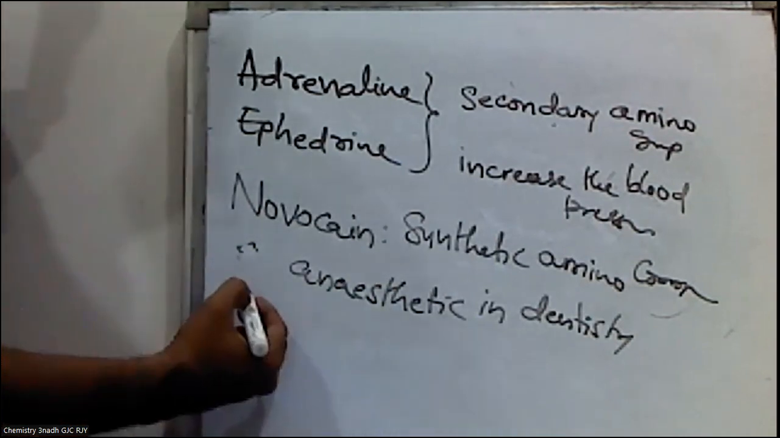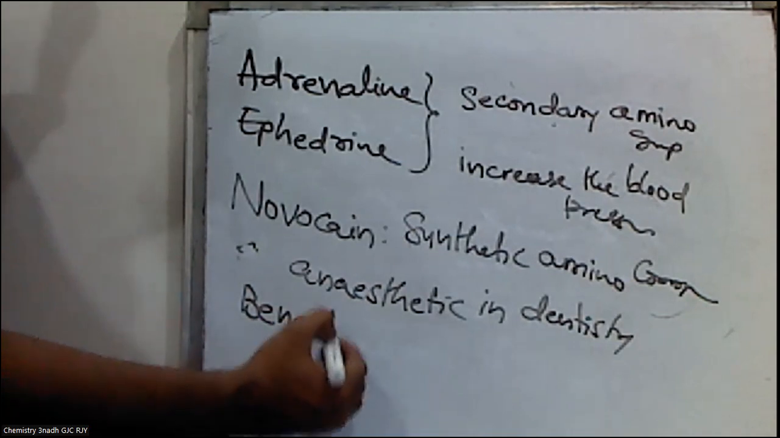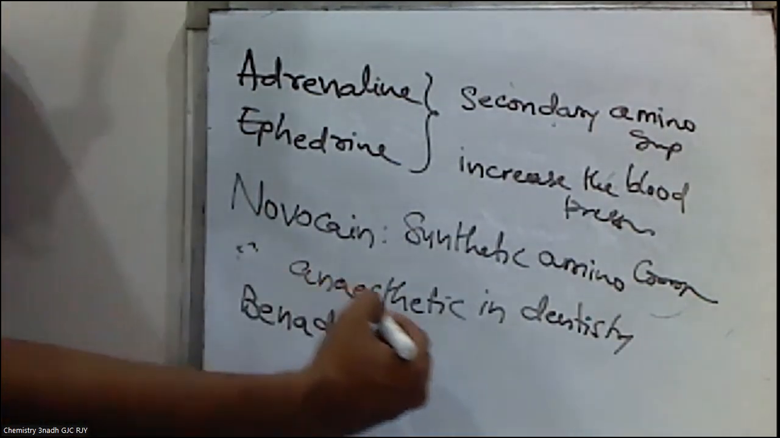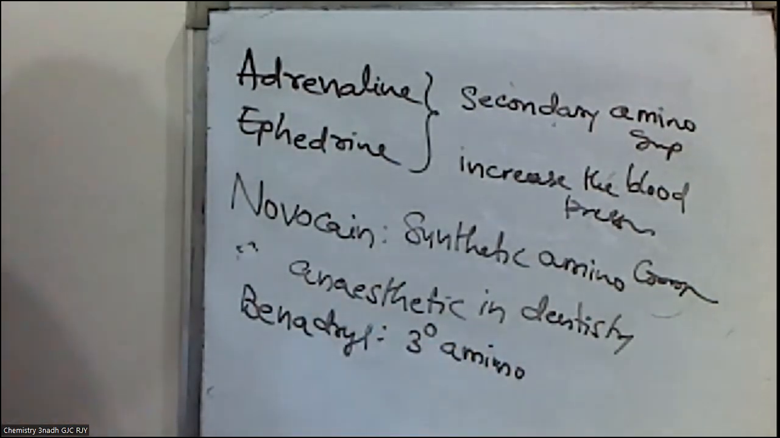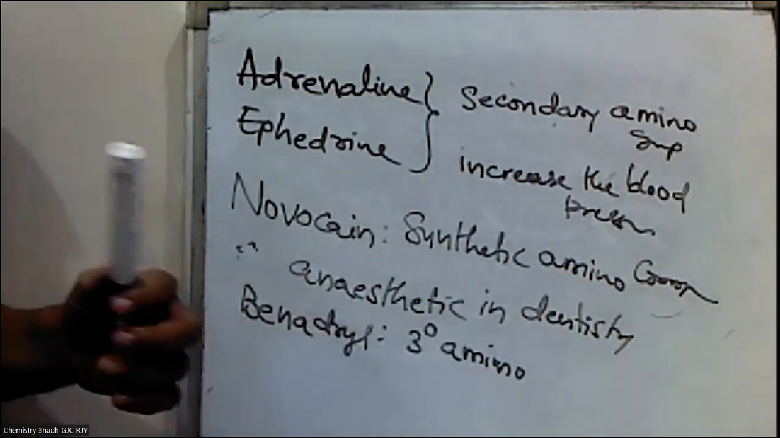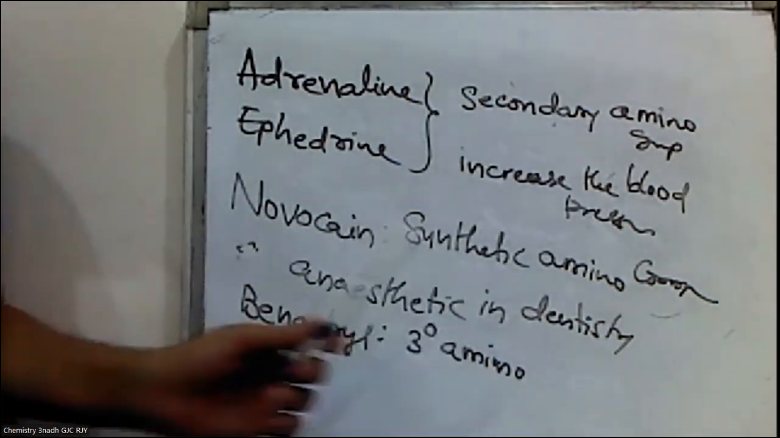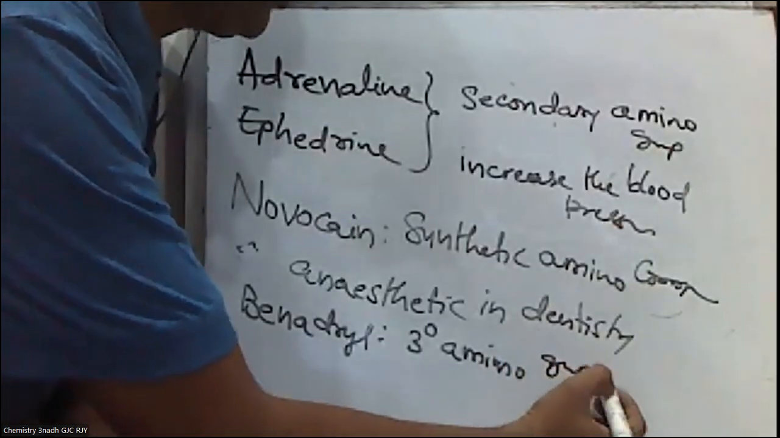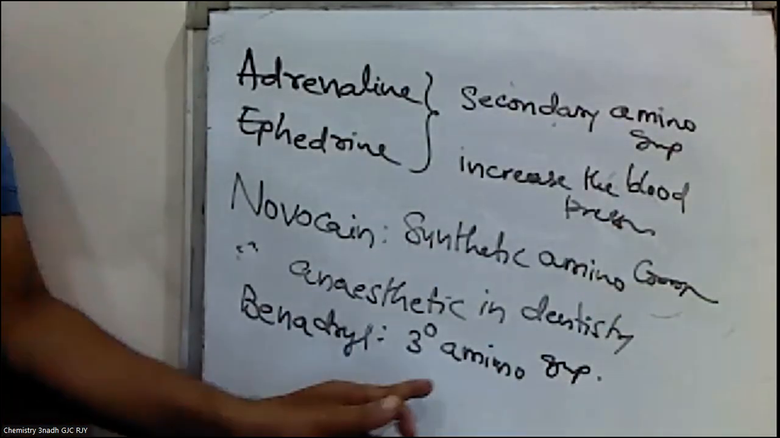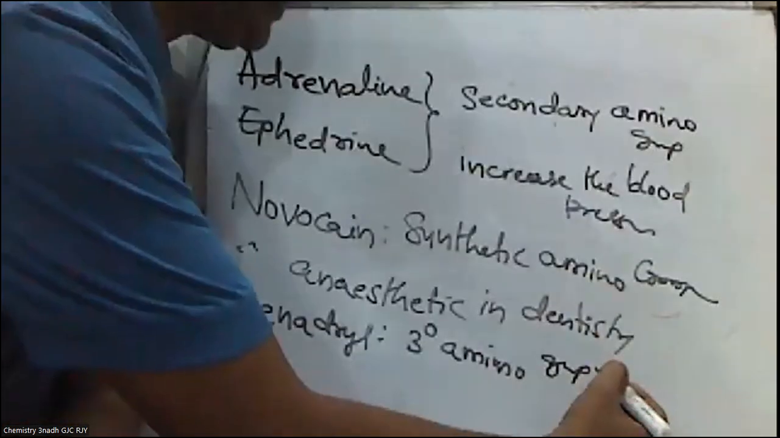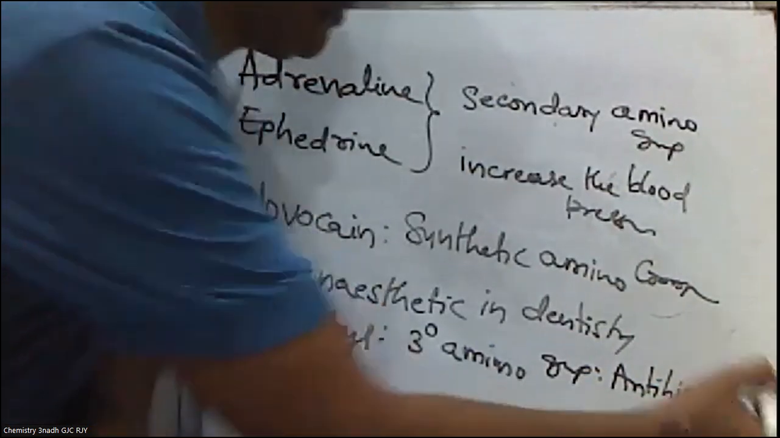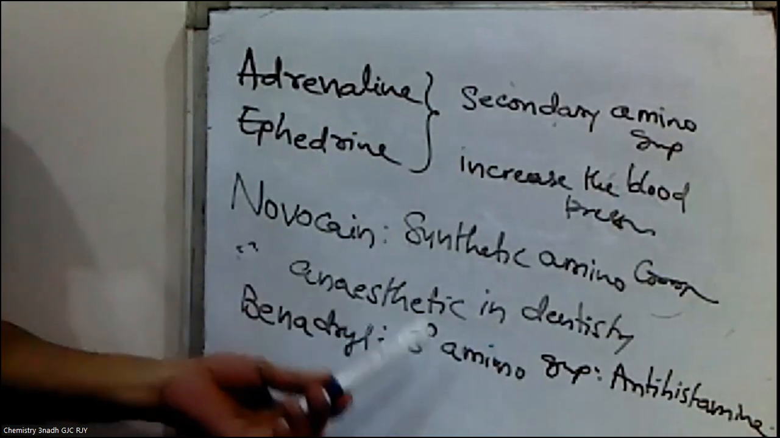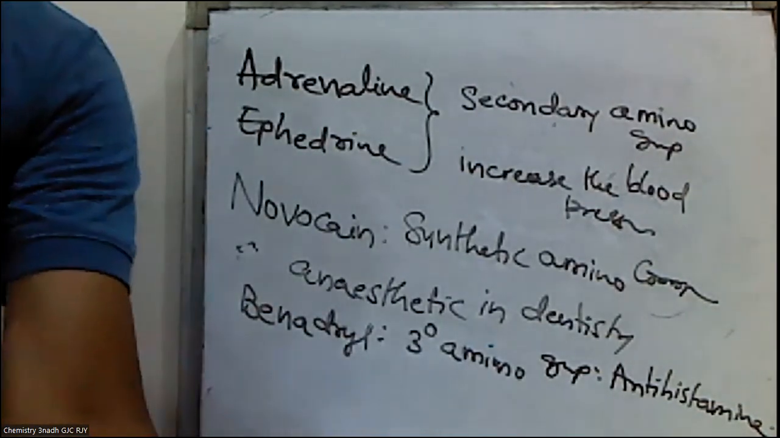Similarly, the well-known compound Benadryl contains a tertiary amino group. What is a secondary amino group? What is a tertiary amino group? We are going to learn very soon, in this class only. The tertiary amino group containing compound is used as an antihistamine drug.